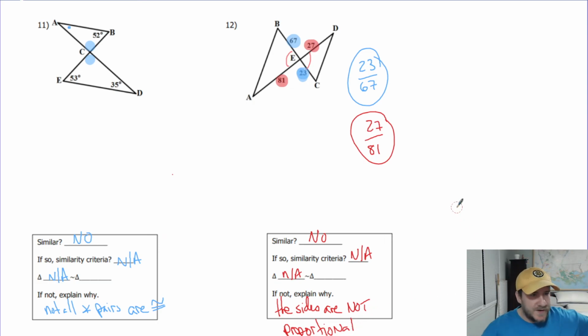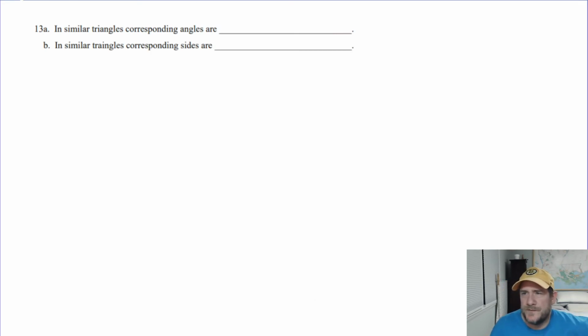All right, that's it. Just a few more. Oh yeah, this one's easy. In similar triangles, the corresponding angles are, you're going to say, congruent. In similar triangles, corresponding sides are proportional. I've said this so many times, so you guys know this already.